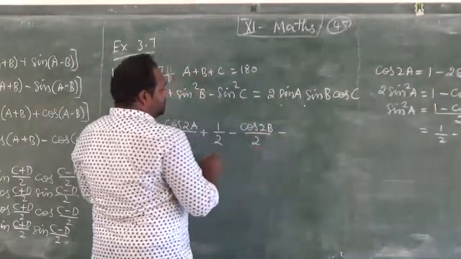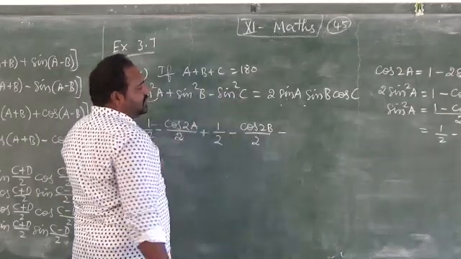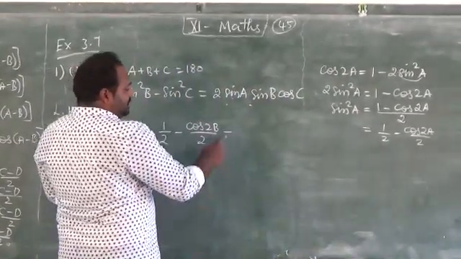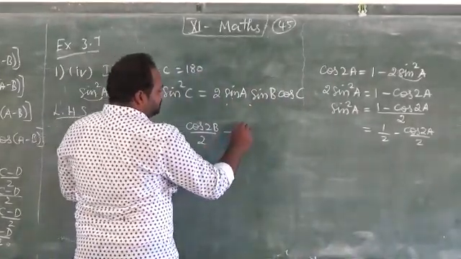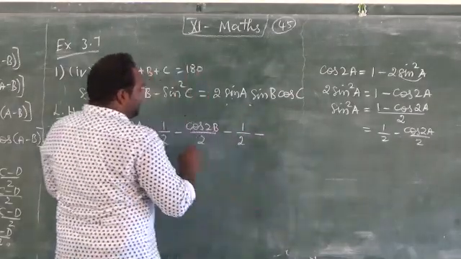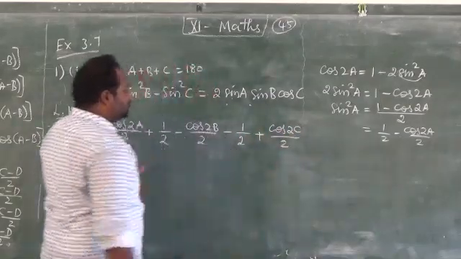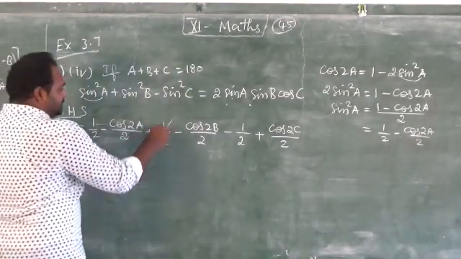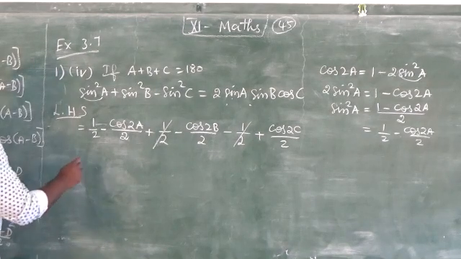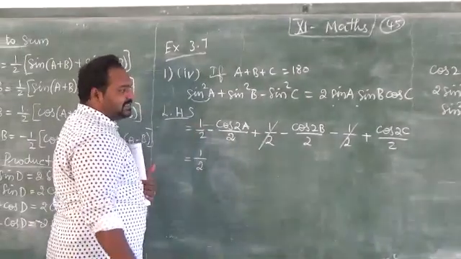Here minus sin square C. Instead of minus sin square C, I can write minus 1 by 2 minus cos 2C by 2. See, here we have a minus, so this minus will be multiplied with 1 by 2, and minus into minus will become plus cos 2C by 2. So here plus 1 by 2 minus 1 by 2 will become 0, so eliminate that. Next 1 by 2, the constant value, as it is.